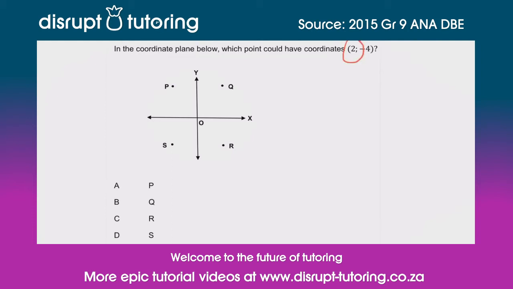So this 2 is positive, so it's going to fall on this side because it's a positive x. And then the y is a negative, so it's going to fall on the negative side. So if we're in this quadrant, because we've got a positive x and a negative y, that means R is going to be the coordinate. So that's going to be 2, and that's going to be negative 4. So R is the correct answer here.